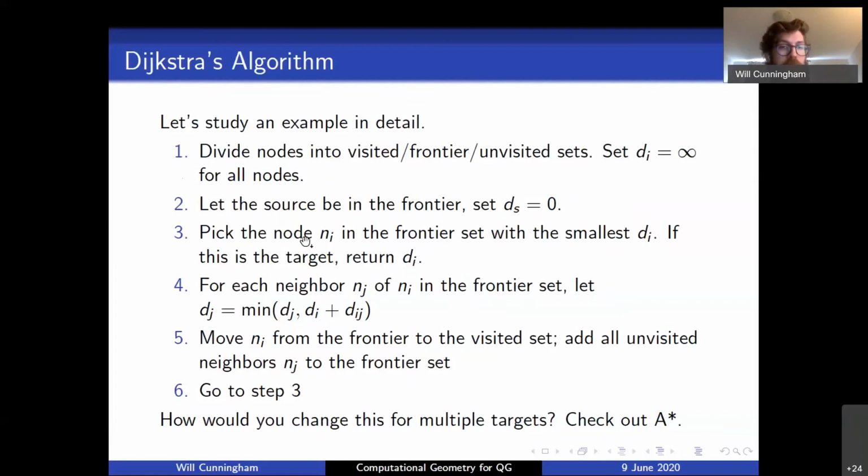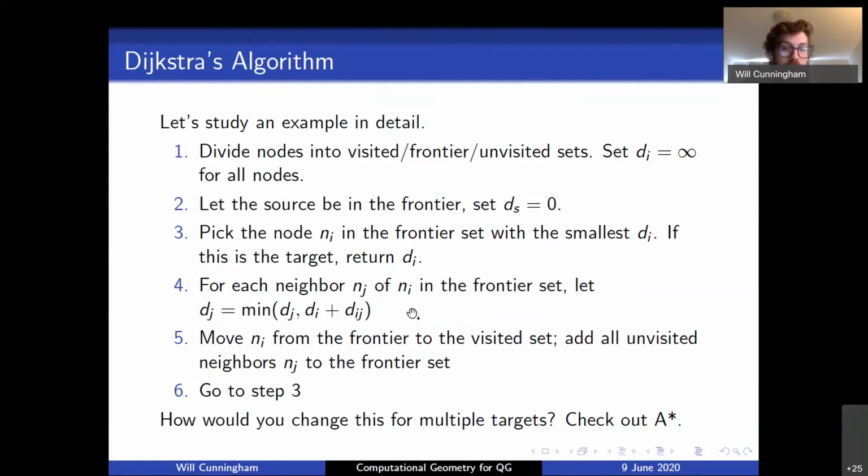So we're going to pick some node i in the frontier set, which initially is just our source node, and we pick the one with the smallest distance value. If it's the target, then we're done. Otherwise, we look at each neighbor, and the distance that we assign to it is the minimum of the distance from the current node plus d_ij, which is our manifold distance. So it's the true geodesic distance between a pair of nodes which are related in the graph.